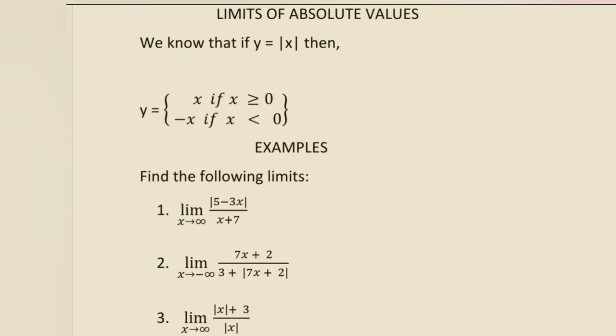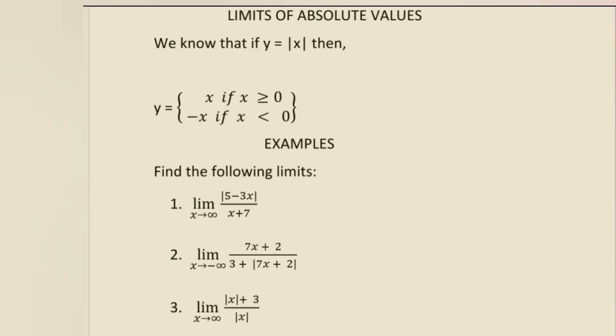Examples. Find the following limits. We have 3 examples here. 1. Limit as x approaches infinity of the absolute value of 5 minus 3x over x plus 7. 2. Limit as x approaches minus infinity of 7x plus 2 all over 3 plus the absolute value of 7x plus 2. 3. Limit as x approaches infinity of the absolute value of x plus 3 all over the absolute value of x. We'll go ahead and solve these 3 problems.